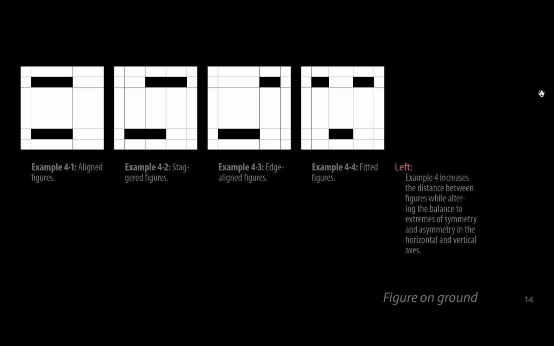In example 4, this increases the distance between the figures while altering the balance of extremes of symmetry and asymmetry in the horizontal and vertical axis. So this really pushes the figures to the periphery of the project, of the assignment.